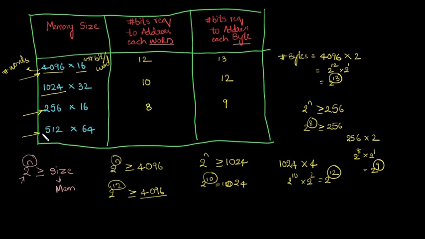Now the last memory, which is 512 by 64. Here 64 is the number of bits per word, and the number of bytes is 8. 64 bits is nothing but 8 bytes. So 2 power n is greater than or equal to 512. N is 9, because 2 power 9 equals 512. So 9 bits are required to address each word. Now the number of bytes is 2 power 9 into 2 power 3, because we have 8 bytes per word. 2 power 9 into 2 power 3 equals 2 power 12. So 12 bits are required to address each byte in this memory scheme.